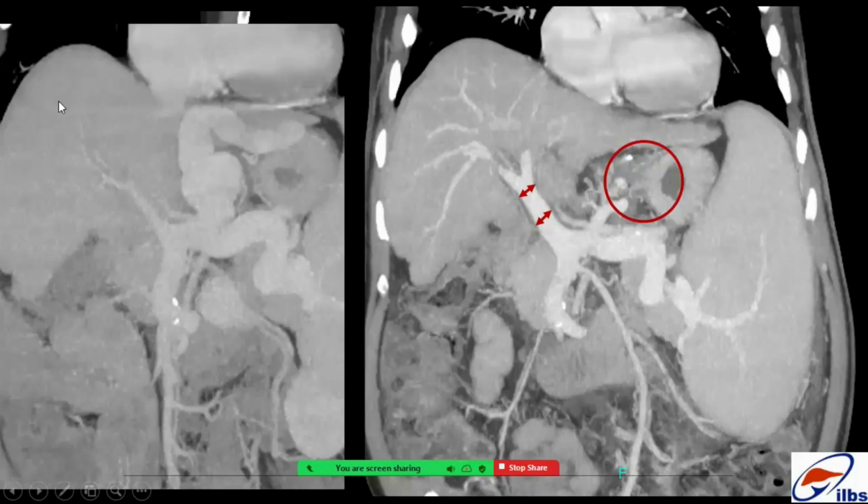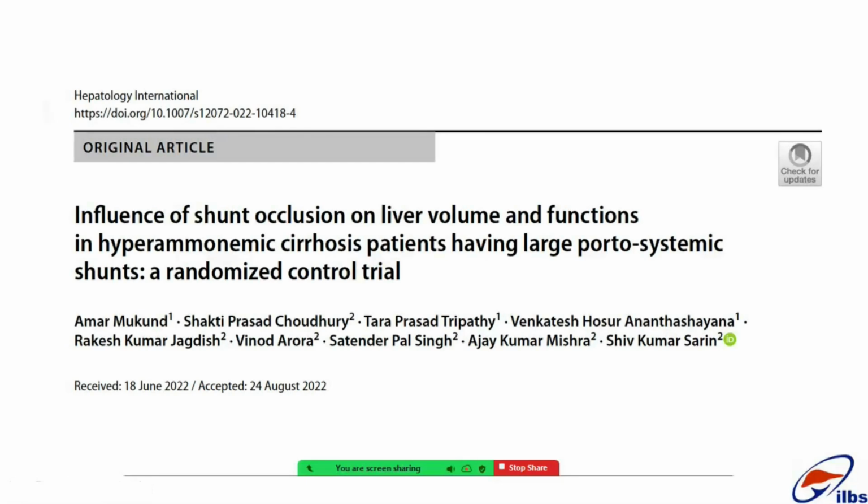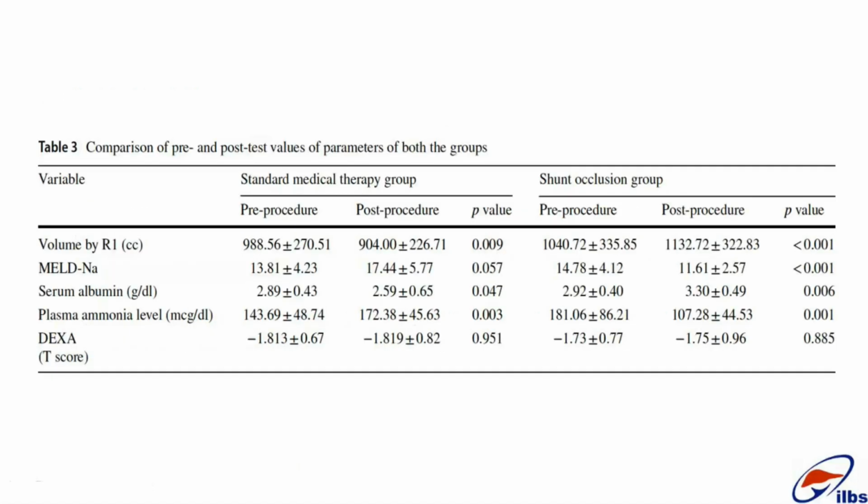This is gone. And you see the liver is much better perfused over here. If you see the left lobe, it seems slightly bigger. If you see here, the left lobe is thin. So this gave us another idea, and we did a randomized control trial to see whether shunt occlusion is going to help in liver volume as well or not. And we found that definitely there is a change in liver volume.